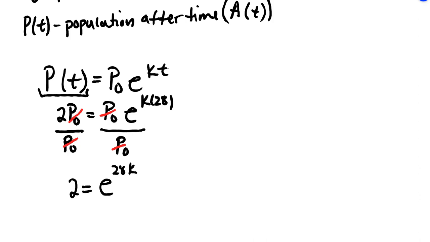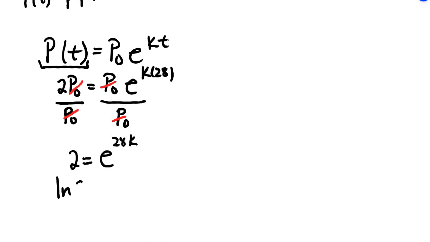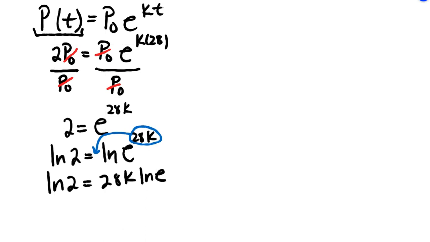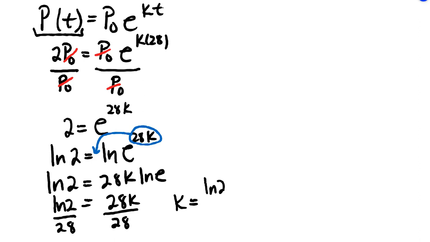to give me 2 equals e to the 28k. Then I'll solve this exponential equation by taking the log of both sides. Then I can use the power rule, and the power rule allows me to move that power in front of the log to make this natural log 2 equals 28k natural log e. Natural log e is 1. And I'll divide both sides by 28 to get k equals natural log 2 over 28.